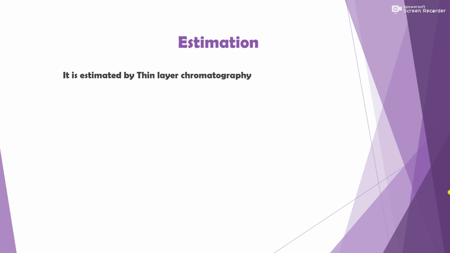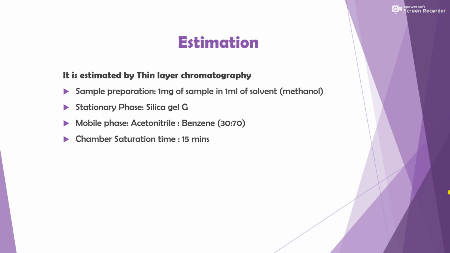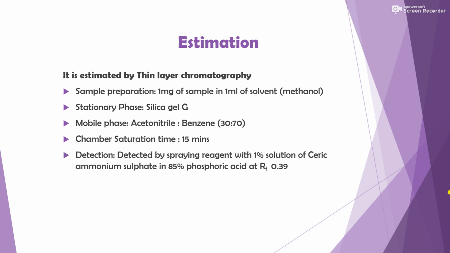Estimation. It is estimated by thin layer chromatography. Sample preparation: 1 milligram of sample in 1 ml of solvent, and the solvent used is methanol. Silica gel G is used as the stationary phase. Acetonitrile and benzene in the ratio 30:70 is used as the mobile phase. The chamber is saturated for about 15 minutes and they are detected by spraying reagent, a 1% solution of ceric ammonium sulfate in 85% phosphoric acid, and the retention factor obtained is 0.39.